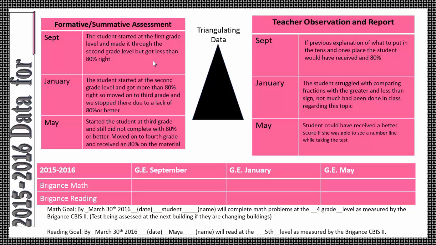In May, we gave the test again, and we started the student in third grade because they had already passed the other two grades. And we moved her up to fourth grade, but she did not receive an 80% on the material. A reason for this, I believe, is because she did not have a number line. If she had a number line in the material, then she would have passed and moved on.